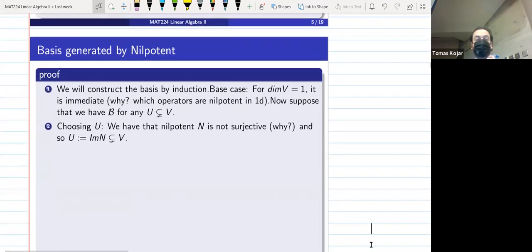So that means you got your strict subset. That's the whole point of it. Because if you have surjective, it could be V, and you don't want to be V, because you want to apply the induction hypothesis. Does that make sense? Okay.